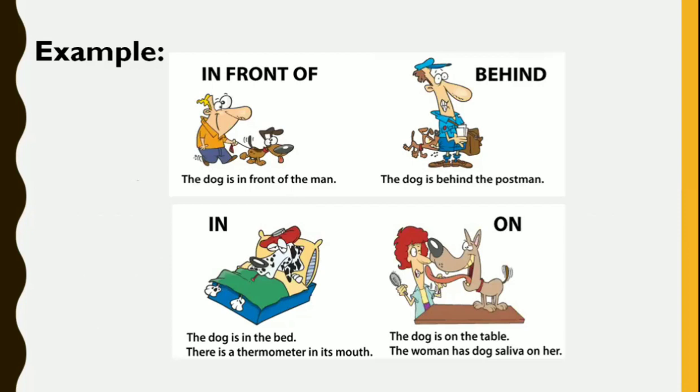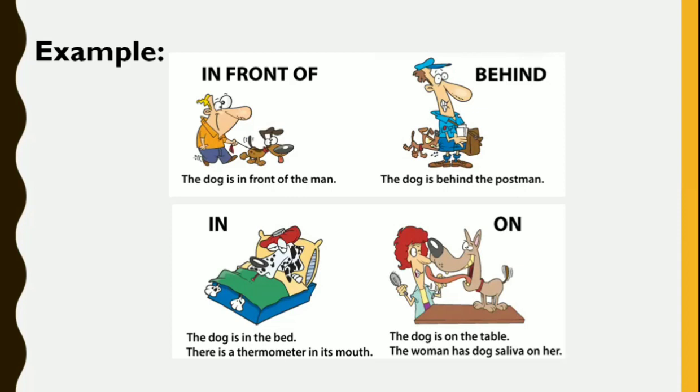Through these illustrations, you can easily understand what prepositions are and what their use is. Here our subject is the dog. The dog is in front of a man. In front of is a preposition which tells us about the position of the dog in relation to the man. Similarly, in the second example, the dog is behind the postman. Behind is a preposition which is informing us the dog is standing after the postman.